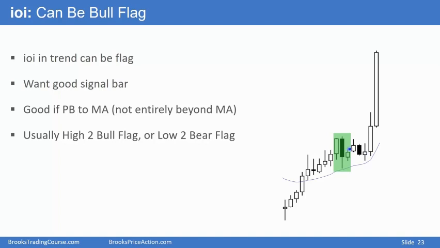Any bears who shorted might hold short after the first resumption up. They're going to get out after the second resumption up. And that's one of the reasons why a high 2 bull flag just above the moving average with a bull buy signal bar is a high probability trade. So yes, IOI is breakout mode, but it's in a bull trend above the moving average in a bull 3rd bar. Breakout mode, but probably you get a bull breakout.